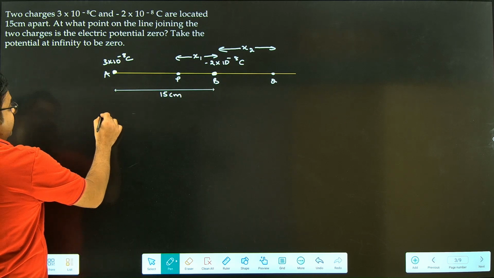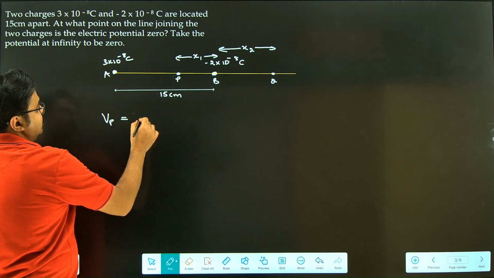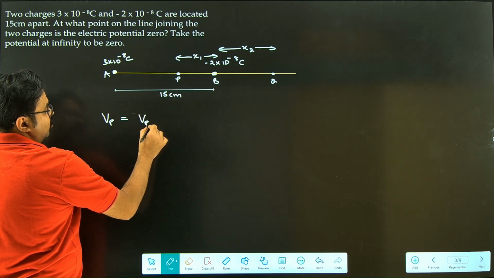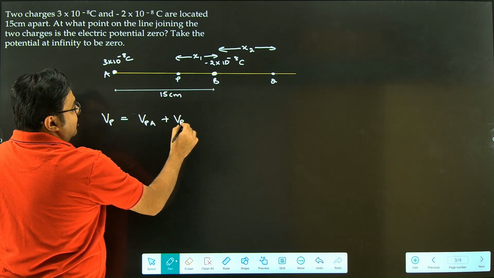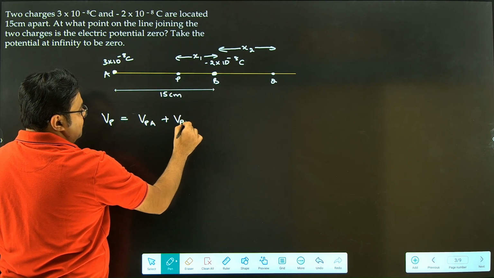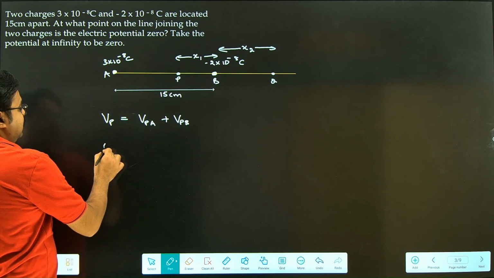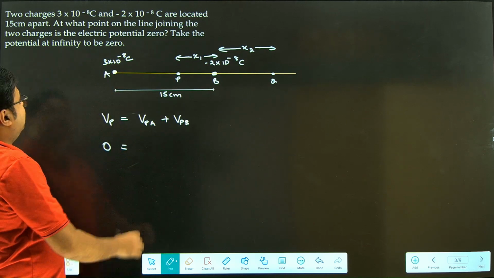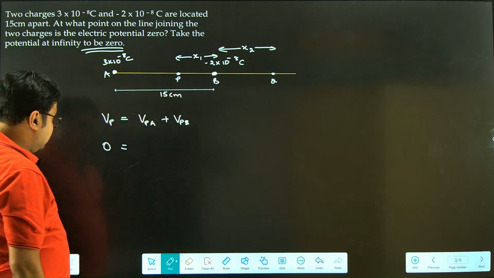Watch. The potential at P is simply equal to the potential at P due to the charge kept at A plus the potential at P due to the charge kept at B. So that's how I would present that. Going further, we want this to be equal to zero because the question demands us to find the distance to that particular point at which the potential becomes zero.